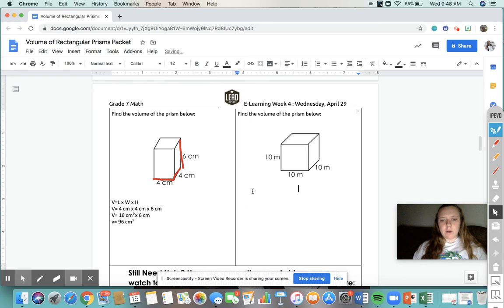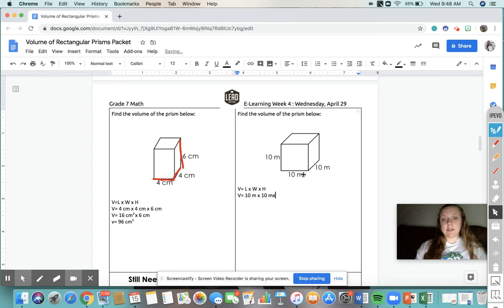All right, and then we're on the last one as a group. So we're going to come down here. We're going to say volume equals length times width times height. Our volume then, how long is it? It's 10 meters long. How wide is it? 10 meters wide. This one's real easy. And how tall is it? 10 meters tall.